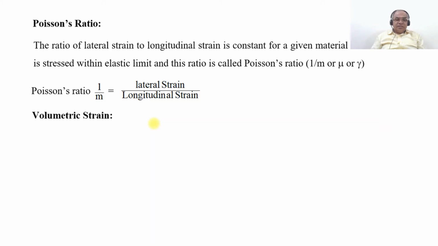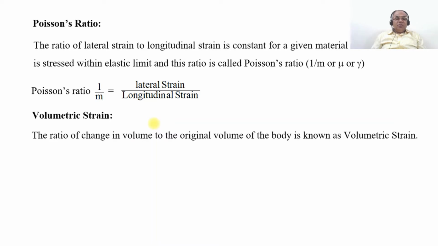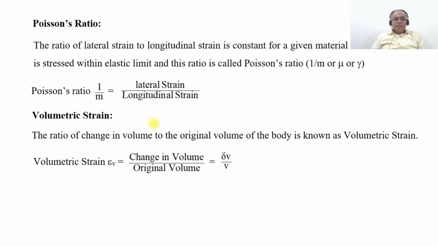So what is the volumetric strain? The next one is volumetric strain, the ratio of change in volume to the original volume of the body, which is known as the volumetric strain. That is epsilon V will be equal to change in volume by original volume. So that is delta V by V.